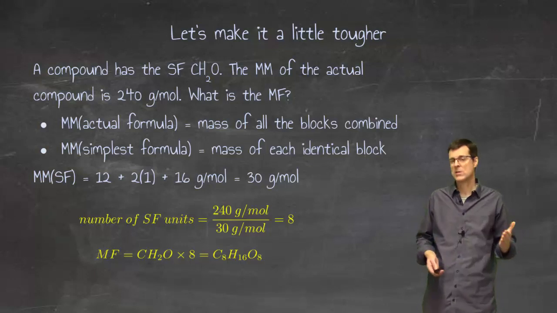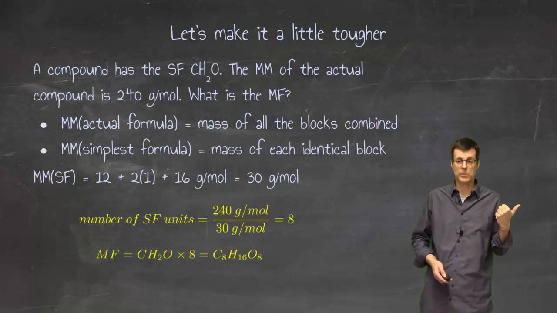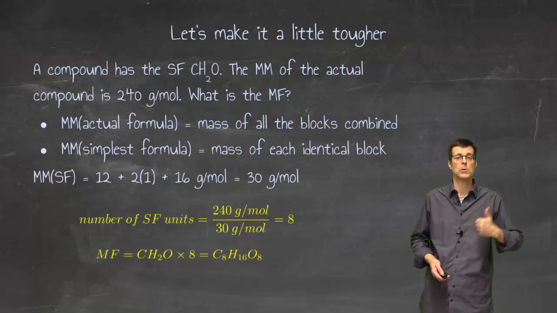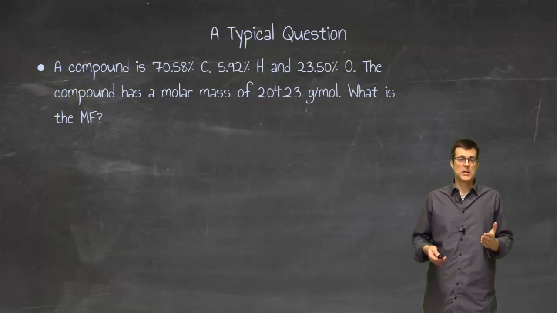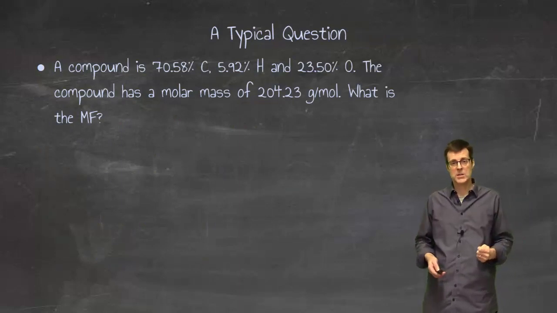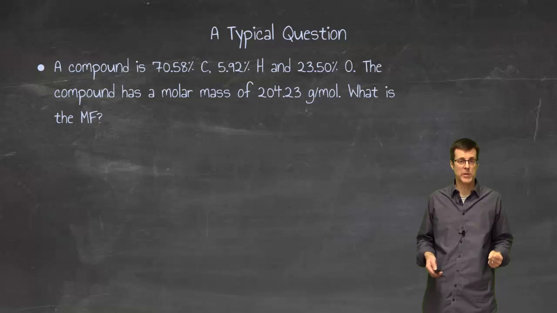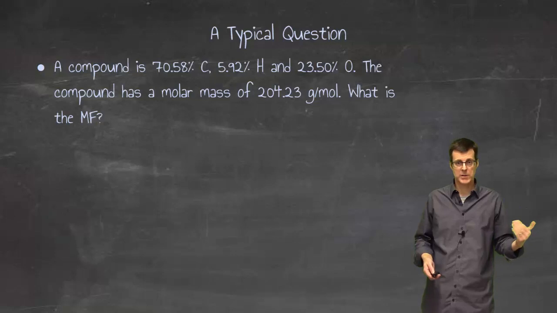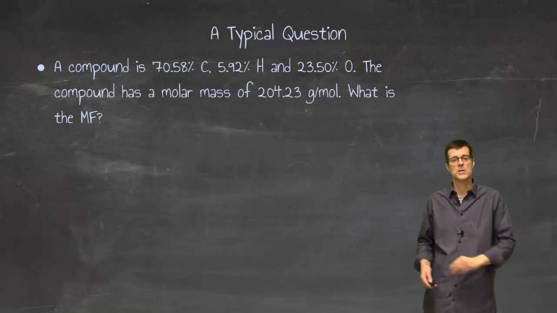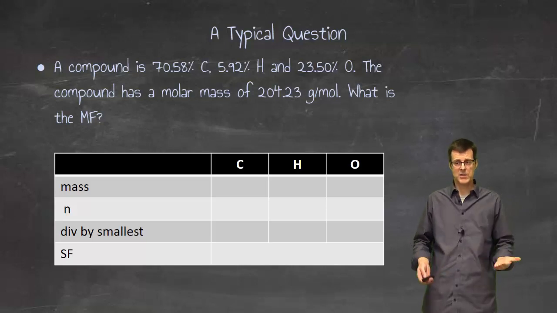So what's going to change now? The only thing that I'm going to change is I'm not going to tell you right away what the simplest formula is, because we know how to find it from last time. So this becomes the kind of question that you're going to see, where you're told the percent composition by mass numbers, and you're given that one extra piece of information, the molar mass of the final thing. So you're going to go through all of the exercise to find the simplest formula, and then you'll do this last piece. You'll set up a table like this to find the simplest formula.